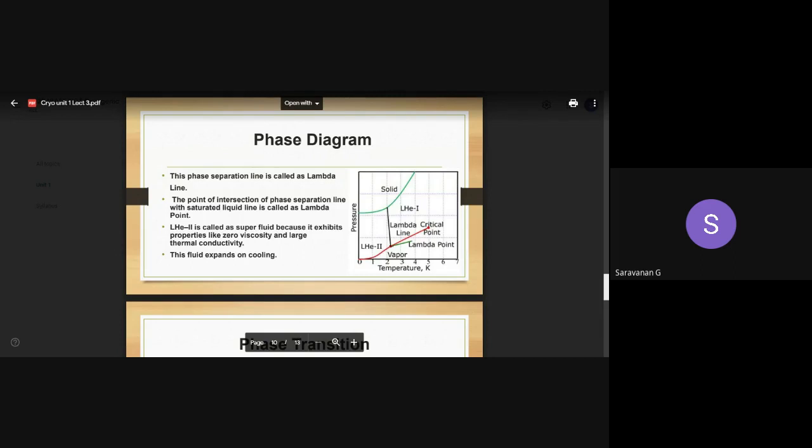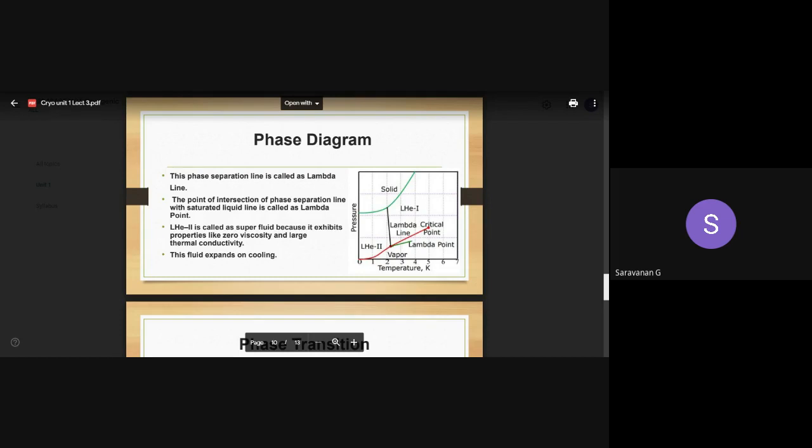The point of intersection of this phase separation line with the saturated liquid line is called the lambda point. One line is the saturated liquid line, the other is the phase separation line, and the point where these two join is called the lambda point. The slanting black line is the lambda line, and the intersection of this black line and the red line gives an idea about the lambda point.